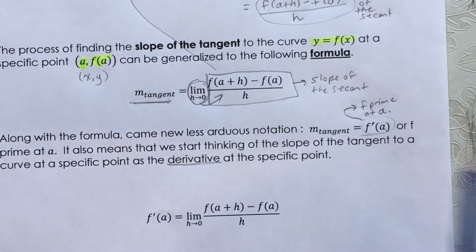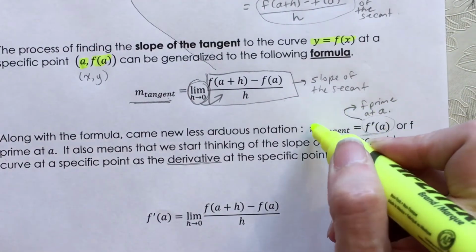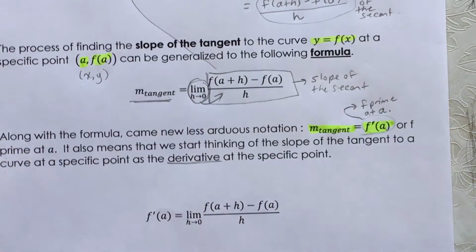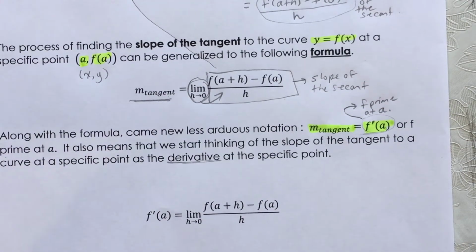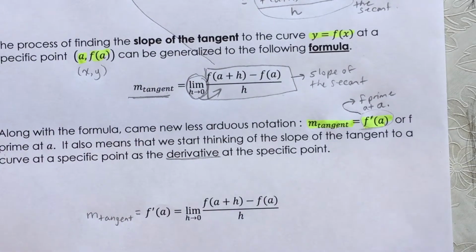But for now, I would like you to know is that the slope of the tangent at a specific point A means the same thing as f prime at A. So then another version of this formula: rather than writing slope of the tangent here, we could also write, so these things are all equal, the slope of the tangent is equal to f prime at A is equal to the limit as h approaches 0 of f at A plus h minus f at A over h.